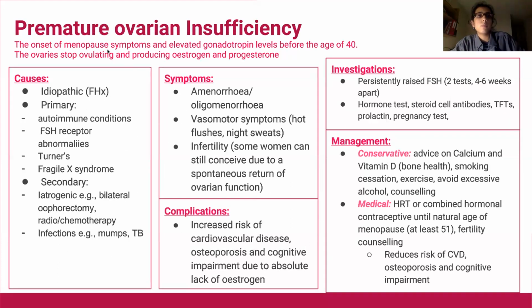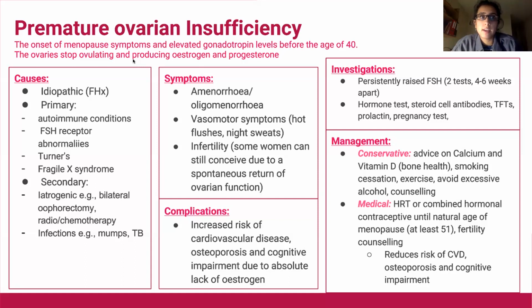Okay, so now that we've talked about menopause, I'll talk a bit about premature ovarian insufficiency. This is essentially early menopause, or the onset of menopause symptoms before the age of 40, and that's the cutoff. It can have various causes, but it's caused by the fact the ovaries stop ovulating and producing estrogen and progesterone. It can be idiopathic.